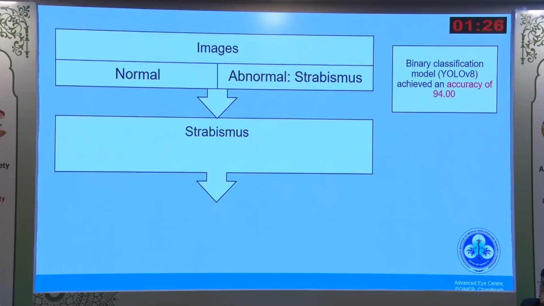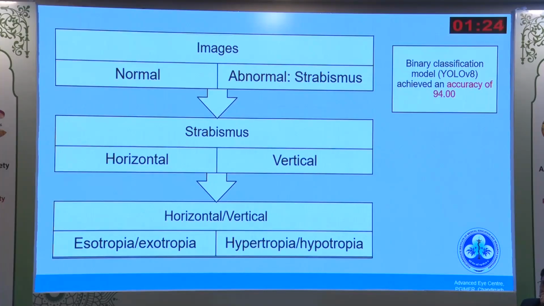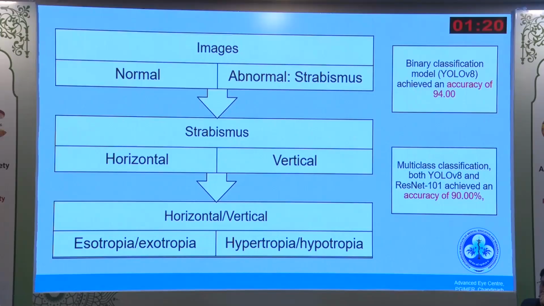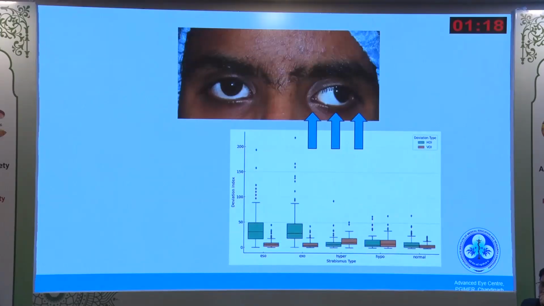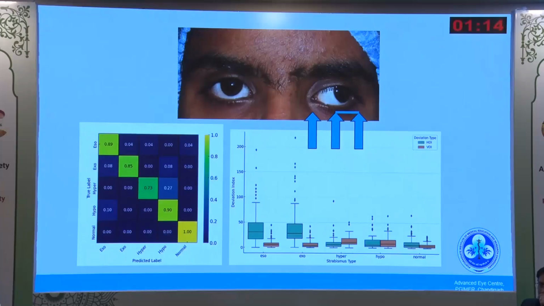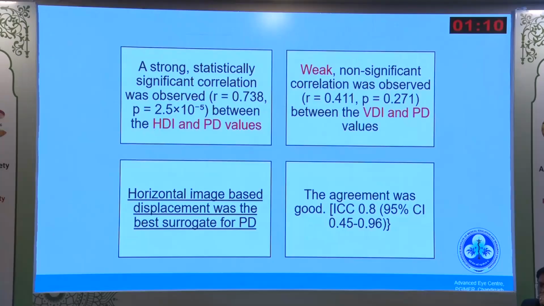And when the model thinks that you have strabismus, it will tell you whether it's eso, exo, hyper, or hypo, with an accuracy of about 90%. This is how the software works, and this is a box whisker plot showing the various subtypes of strabismus. We had more horizontal, and we found that the correlation for the horizontal deviation was very high as compared to the prism diopter values. We did observe a weak correlation, but at present very little, for the vertical deviation.